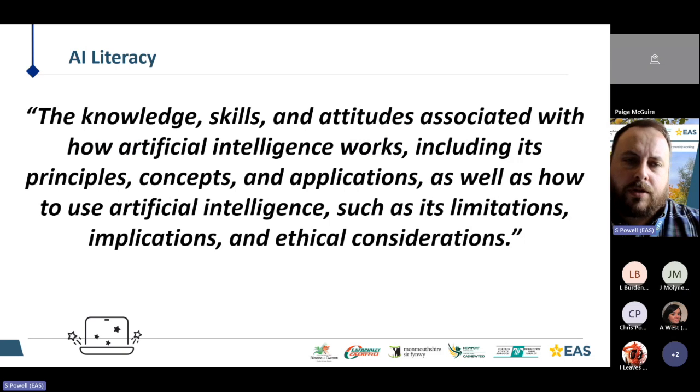And we'll do that through something called AI literacy, which is the knowledge, skills, and attitudes associated with how artificial intelligence works, including its principles, concepts, and applications, as well as how we use artificial intelligence, such as its limitations, its implications, and its ethical considerations. So essentially, this is a collection of skills that children need to understand to be able to critically evaluate AI. AI literacy will ensure that our students know how to use AI, as well as how it works through things like computer science as well.